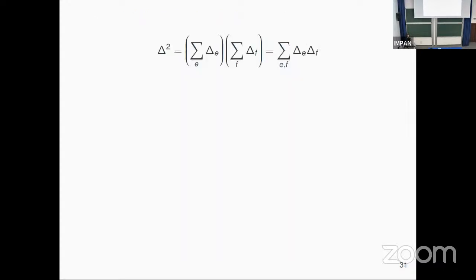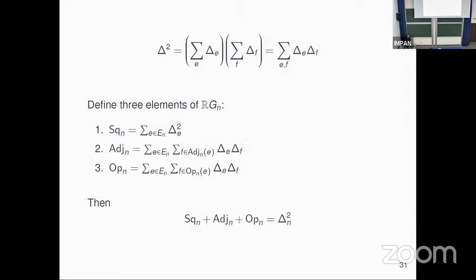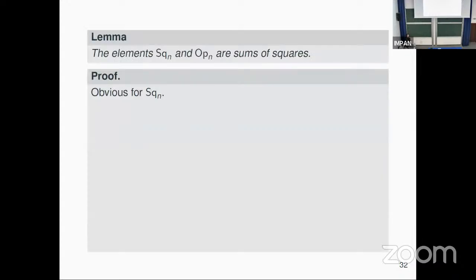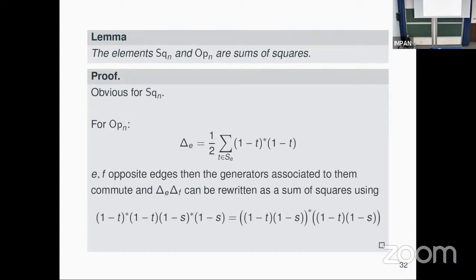So this was for the Laplacian. Now we also need the Laplacian squared, and this is the formula, a sum of products over the edges. Then we have three different situations: either it's the same edge, or they're adjacent, or they're opposite. So we get three different parts: the square part, the adjacent part, and the opposite part. The square part and the opposite part are automatically sums of squares. For the squares, it's obvious. And for the opposite part, it follows from the commutation.